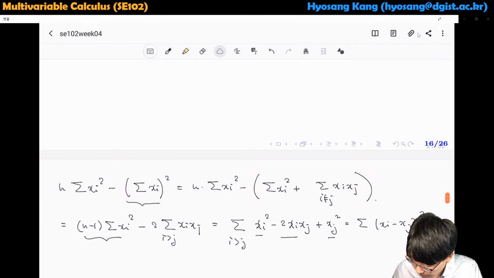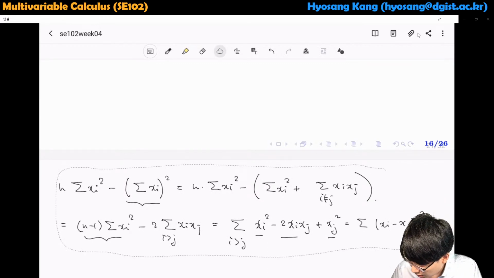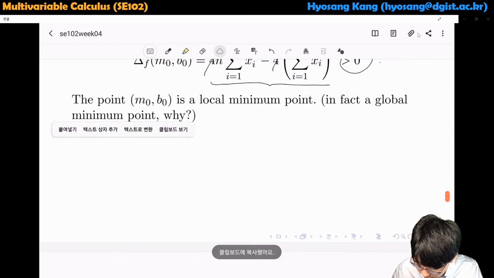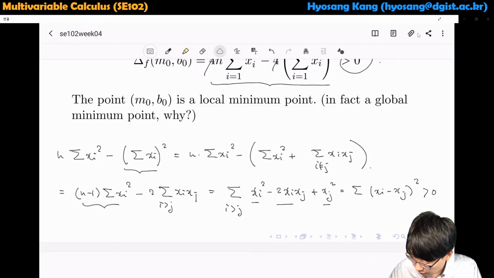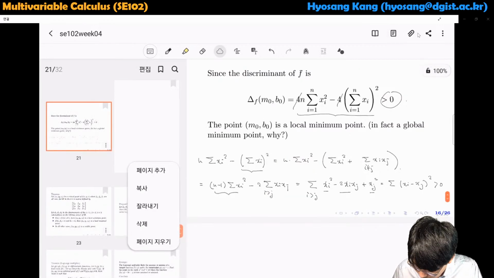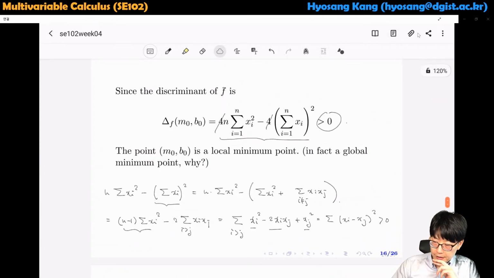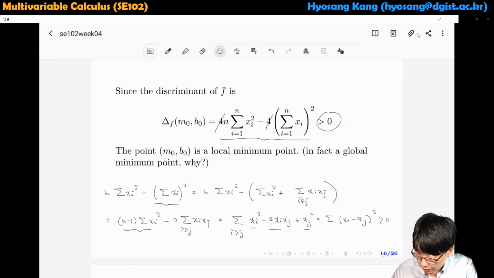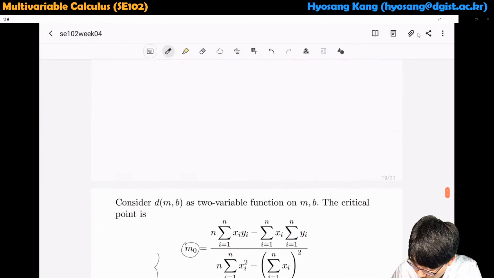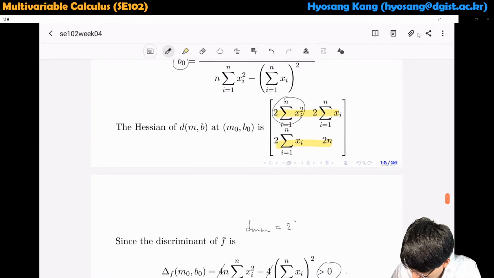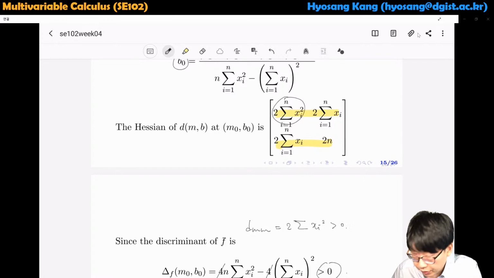Maybe I don't need this page then. So let me just copy this one here. Okay. I'm going to erase this page. All right, and how about this dmm? So dmm was right here, this one, 2Σxi², and also it's positive.